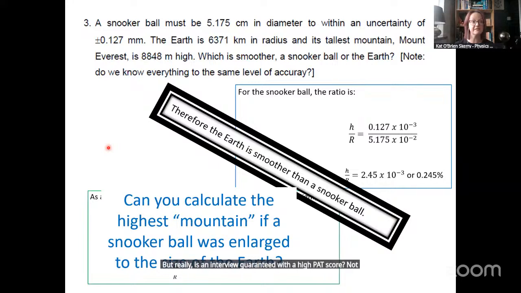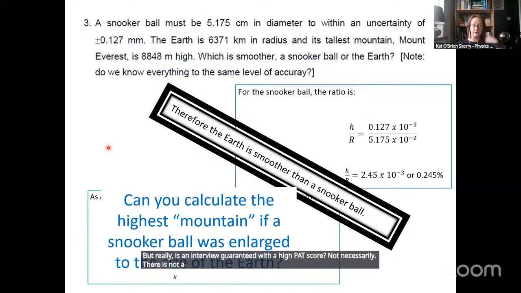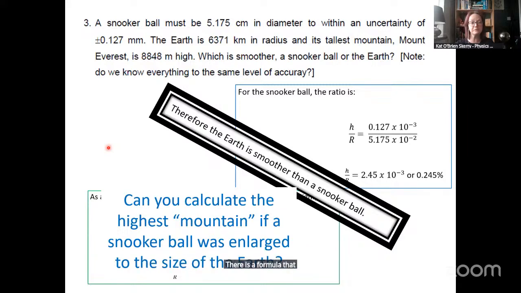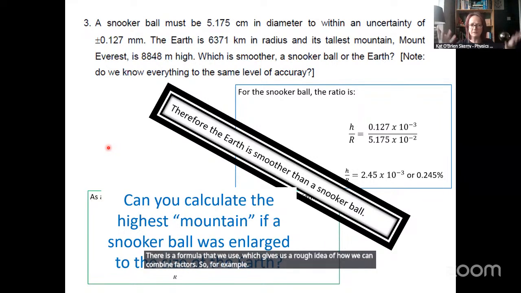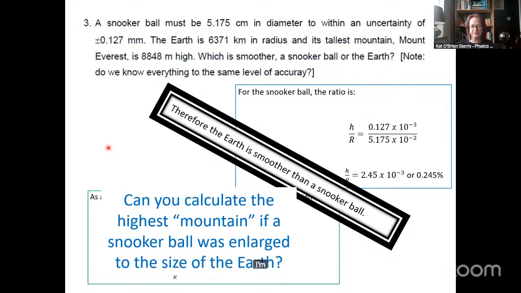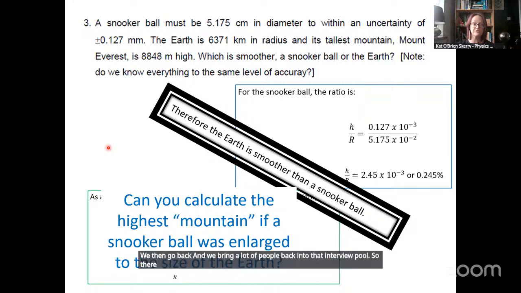Not necessarily. There is not a fixed score. There is a formula that we use which gives us a rough idea of how we can combine factors. So, for example, all the information on your UCAS form, including GCSE scores, but that formula just gives us a starting point. Once we have that starting point, we then go back and we bring a lot of people back into that interview pool. So there's a lot more to it than just a good PAT score.